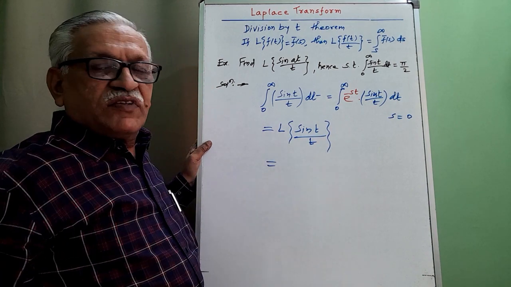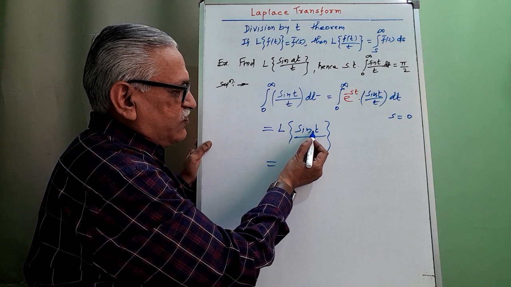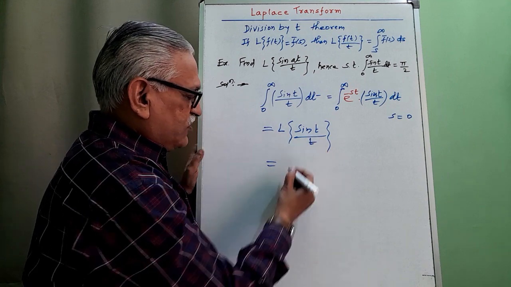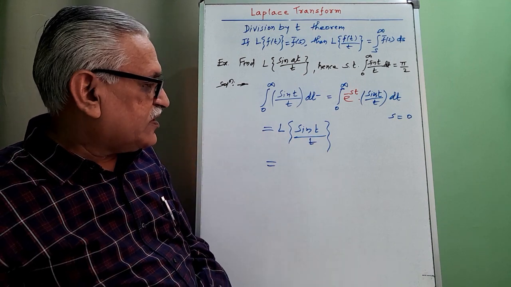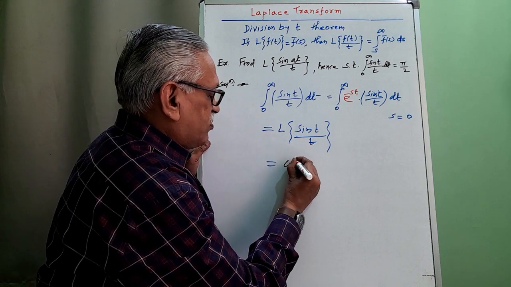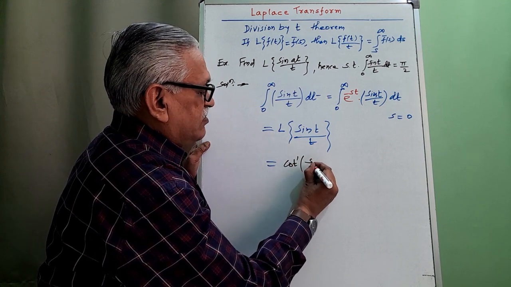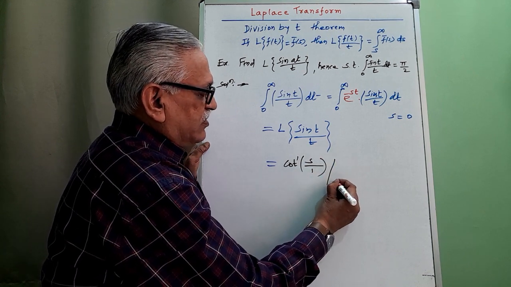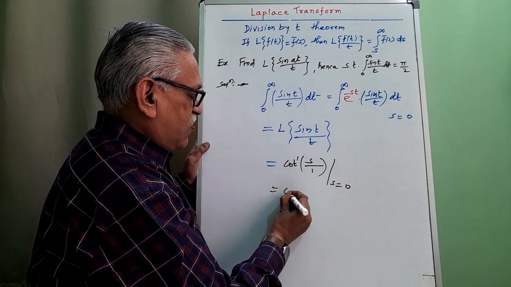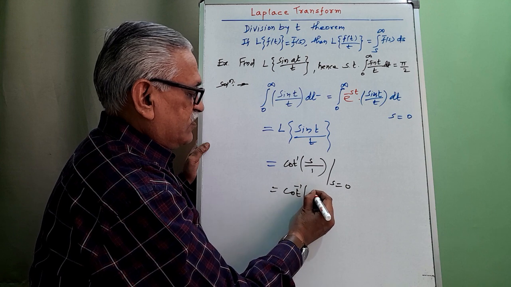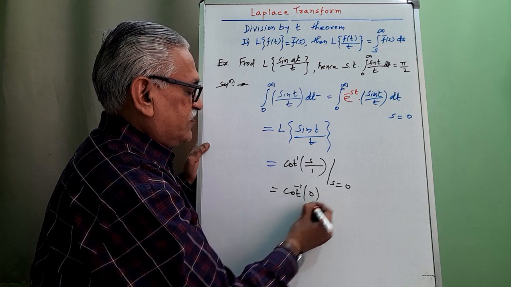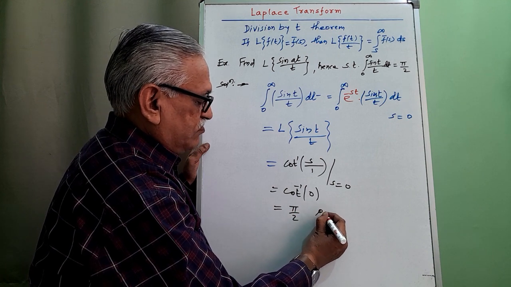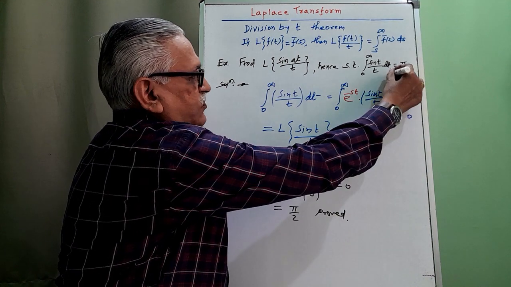And then here in equation 1 we have obtained that Laplace of sin at by t is cot inverse s by a, and therefore as per that, with a equal to 1, and then at s equal to 0 it becomes cot inverse of 0, and the value of cot inverse of 0 is pi by 2. Hence we get this result.